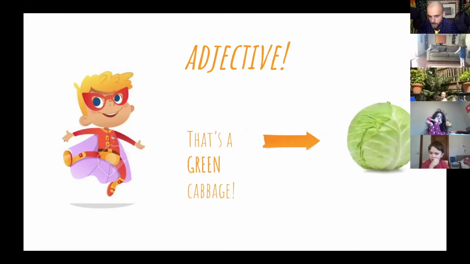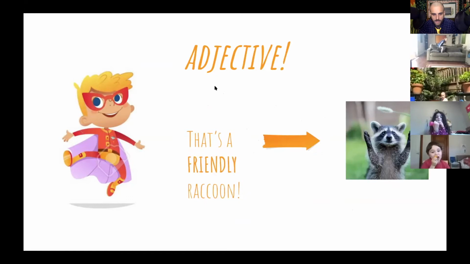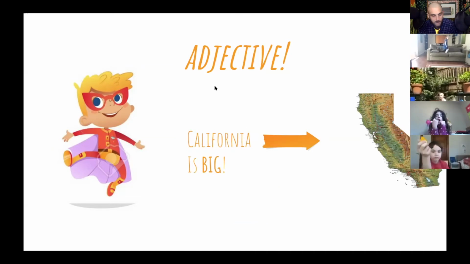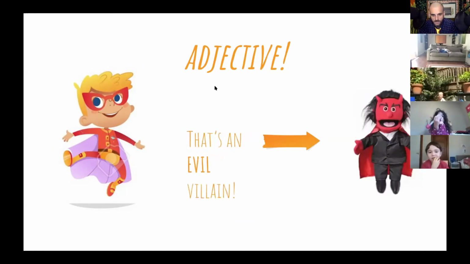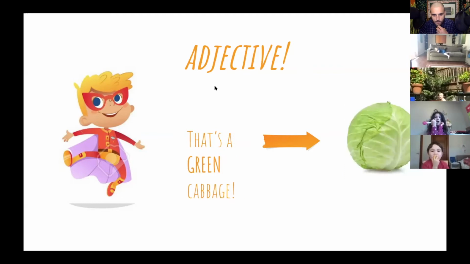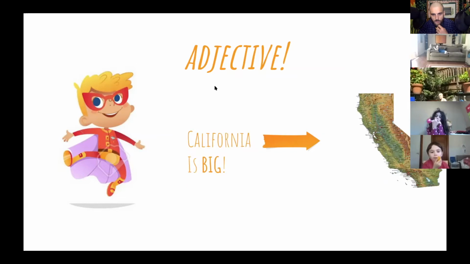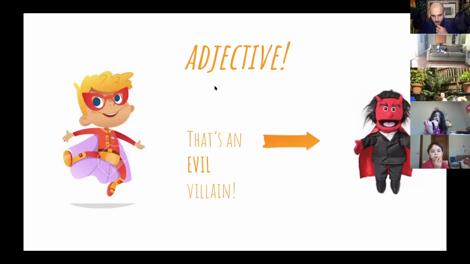Let's look at some examples. Remember our nouns that we looked at before? We had a cabbage, but now, with the help of Adjective, we have a green cabbage. That's a friendly raccoon. California is big. That's an evil villain, right? All of these words that Adjective has brought us, working together with Noun Boy, help us describe these nouns. That helps us understand what these nouns are like.